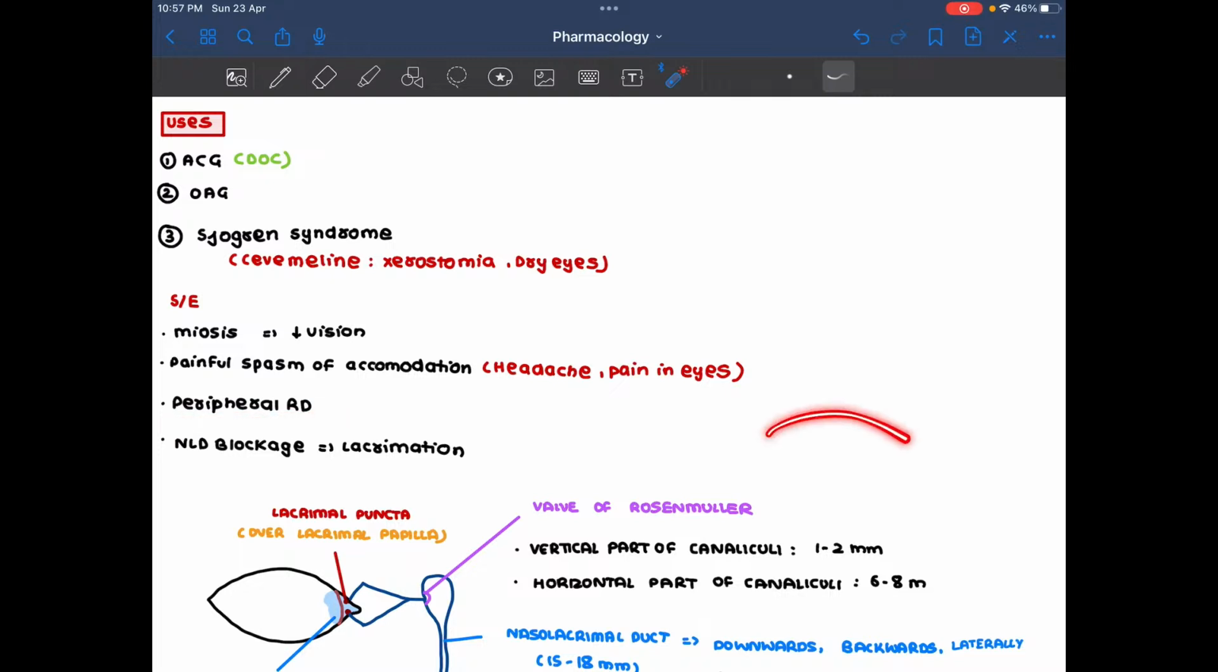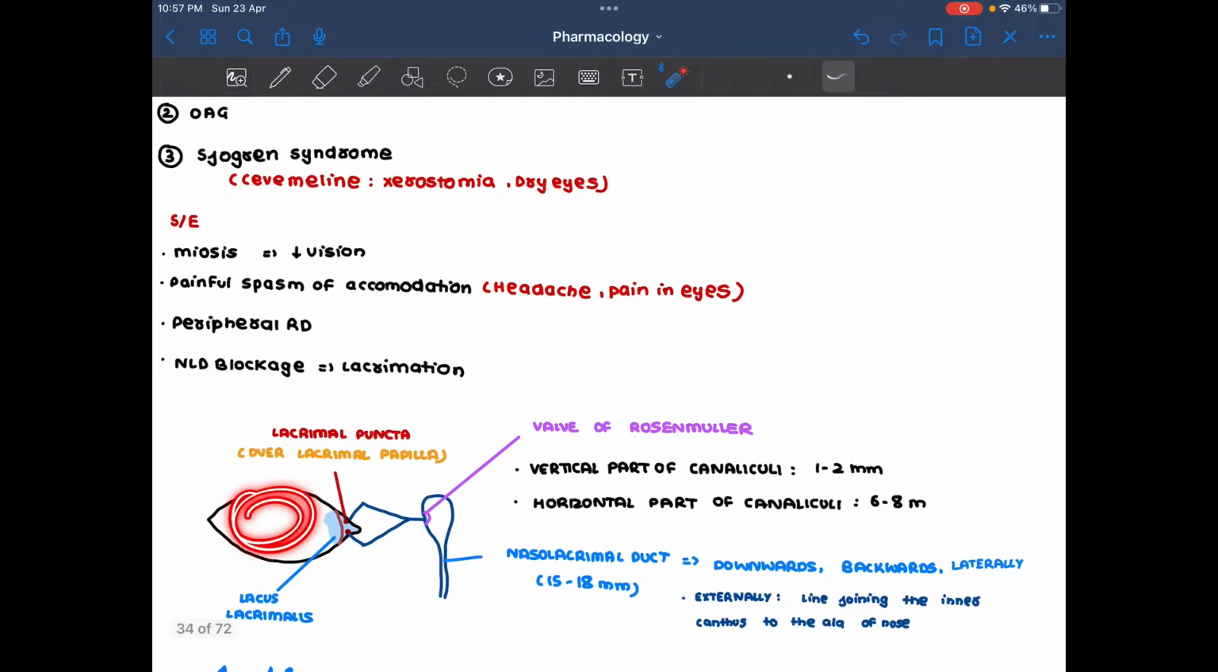ठीक है? And I'm giving this drug as what? I'm depositing it into the conjunctival sac. Now it's going to drain into the what? Via the lacus lacrimalis. It's going to drain via the lacrimal puncta into these canaliculi into the nasolacrimal duct. This is what I'm doing.